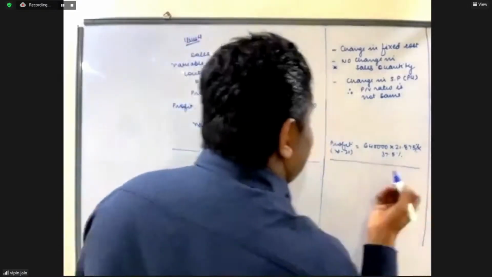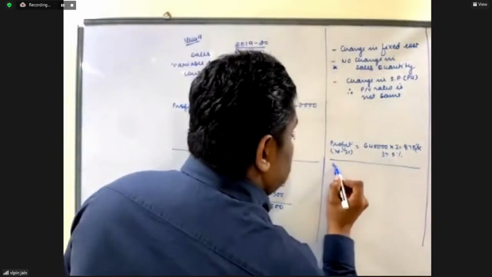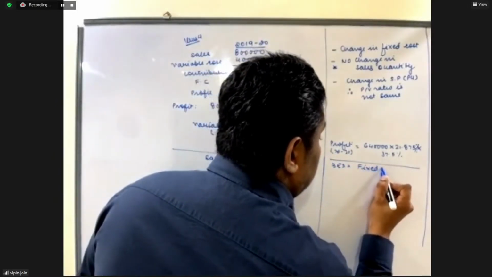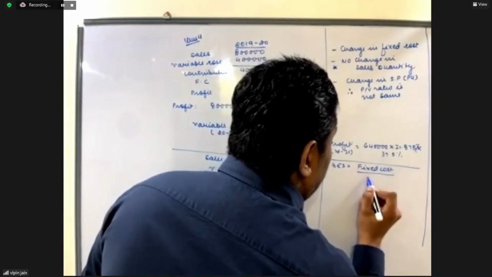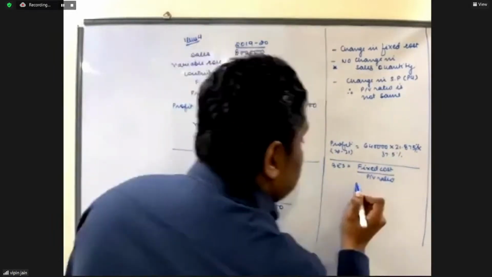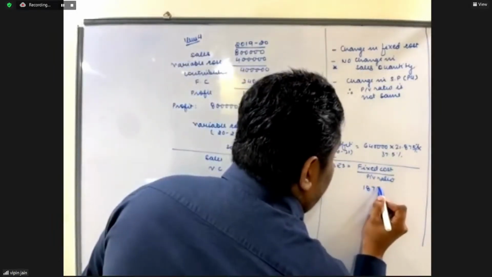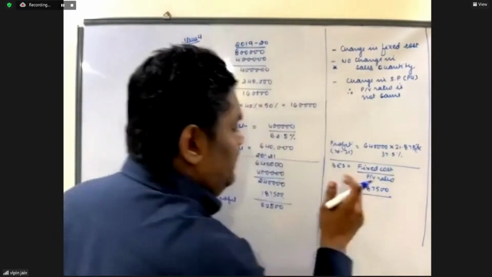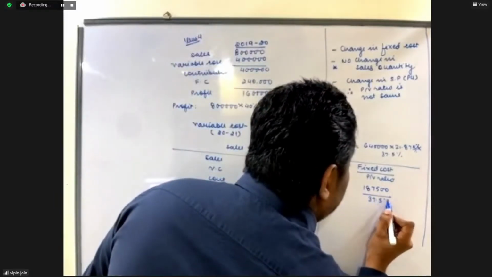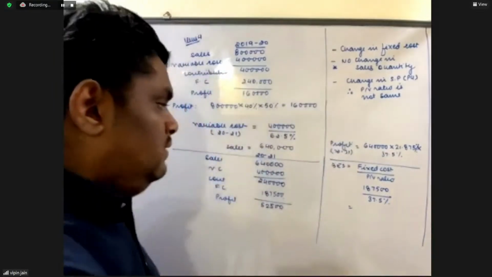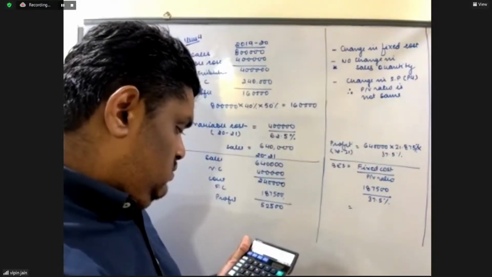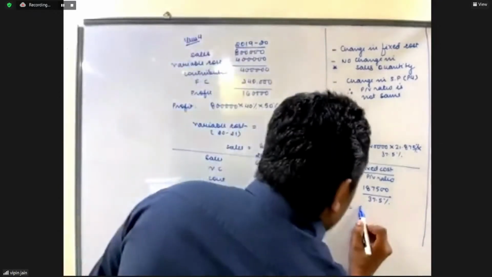So here we can easily calculate the break-even sales also. That is fixed cost divided by PV ratio. So my fixed cost is 187,500 divided by my PV ratio, that is 37.5%. So we'll get the break-even sales. That is 5 lakh.